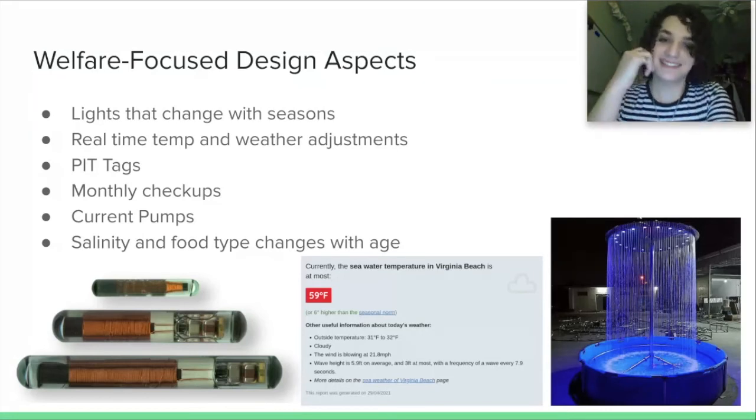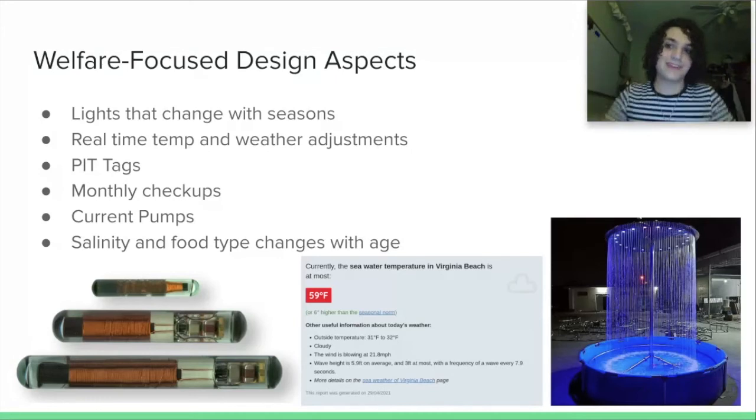Finally, salinity will be slowly increased as the rays age to give them the right salinity for their proper age group. And also we will be introducing more crustaceans to their diet as they get older, as they tend to prefer more crustaceans in their diet as they get older.